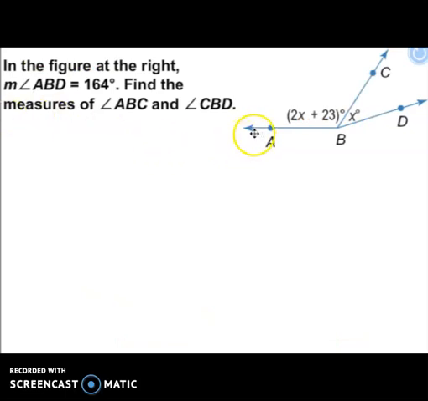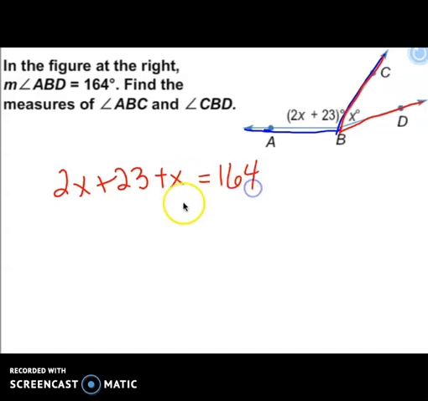These are adjacent angles. We have angle ABD, which is the large angle, and that measures 164 degrees. We need to find the measures of angle ABC, which I drew in blue, and then we need to also find the measure of angle CBD, okay? So we know together they equal 164. So 2x plus 23 plus x has to equal 164. We combine our like terms and we get 3x plus 23 equals 164.